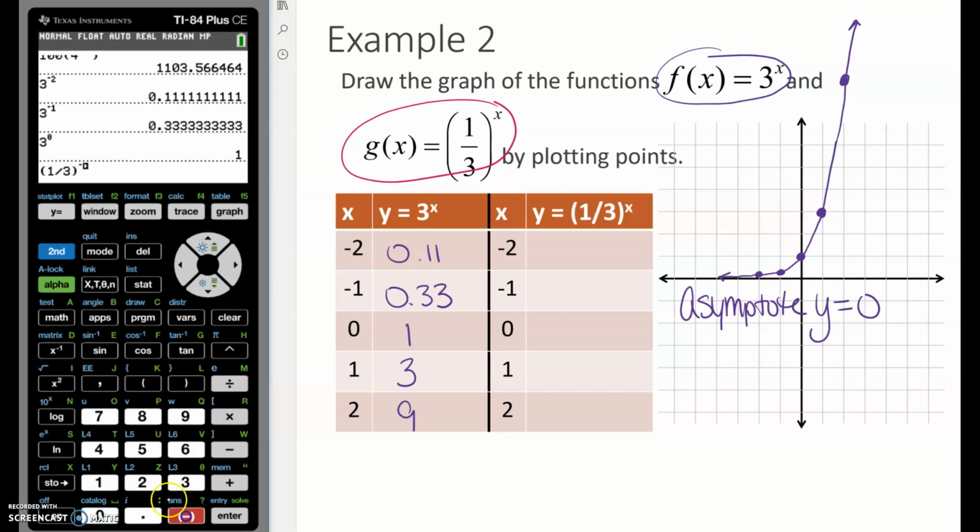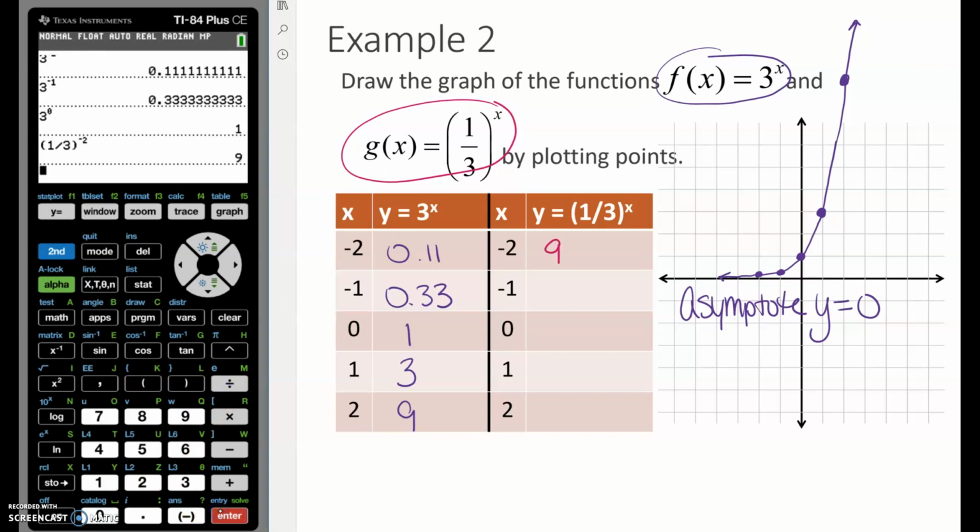1/3 raised to the negative 2 is 9. 1/3 raised to the negative 1 is 3. You might start noticing a pattern here. Anything to the 0 is 1. 1/3 to the first is 1/3, which is 0.33. And 1/3 squared is 0.11. Negative 2, 9, that'd be somewhere up here. Negative 1, 3, 0, 1, 0.33, 0.11.